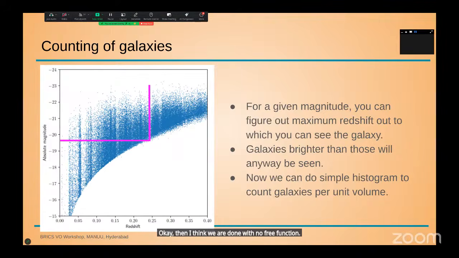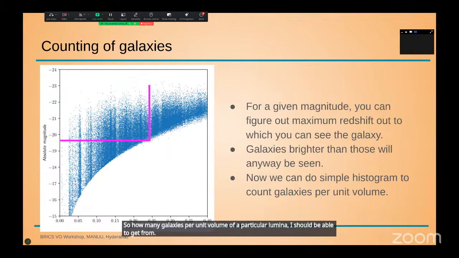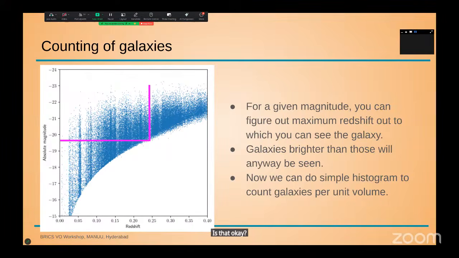Now, how many galaxies per unit volume of a particular luminosity I should be able to get from this. Is that okay? Yes, no? It's too fast. Okay, let me do it again.